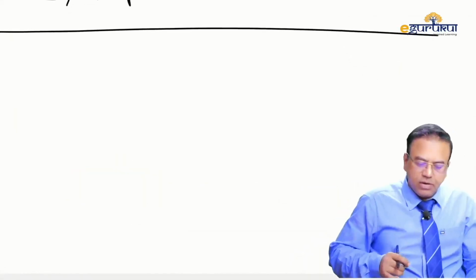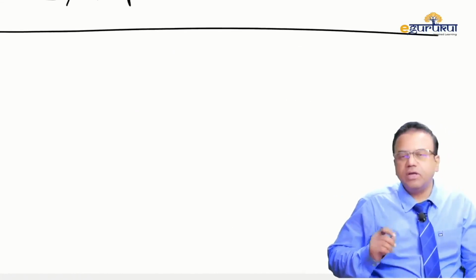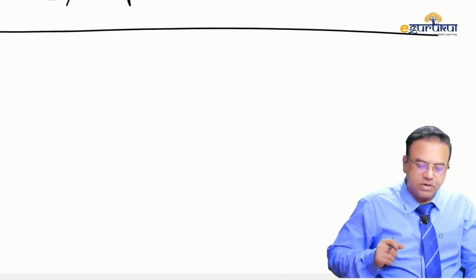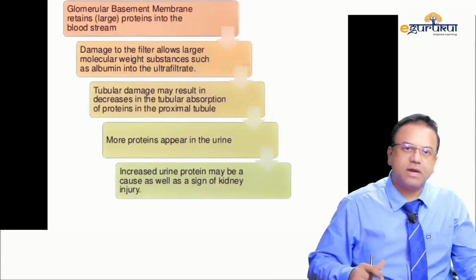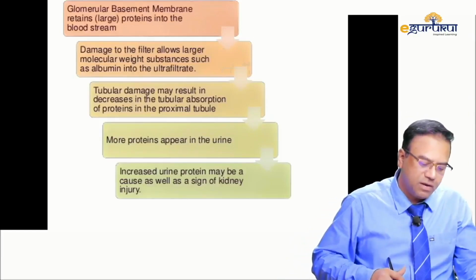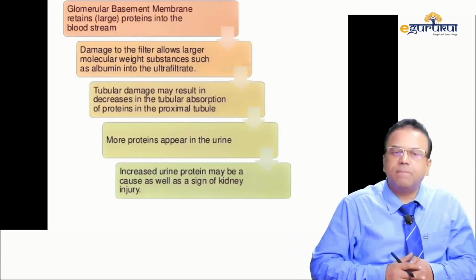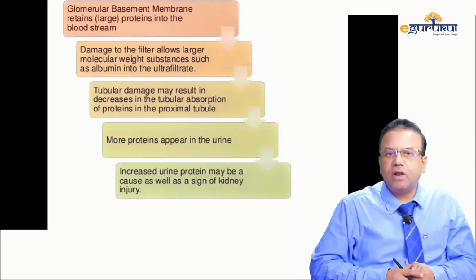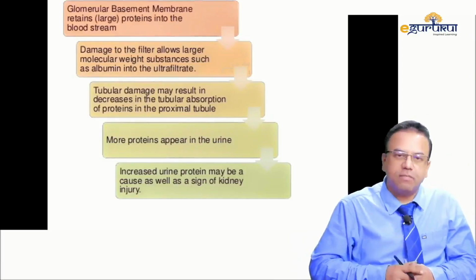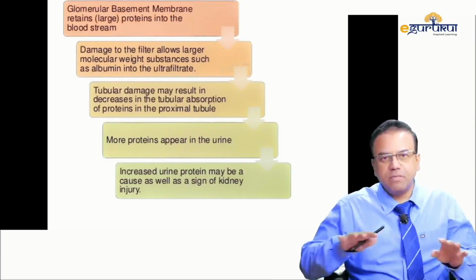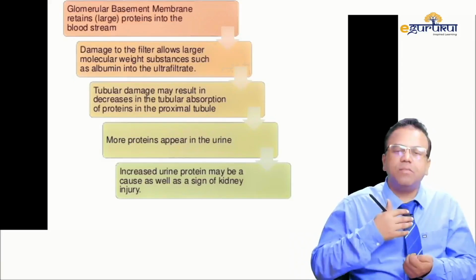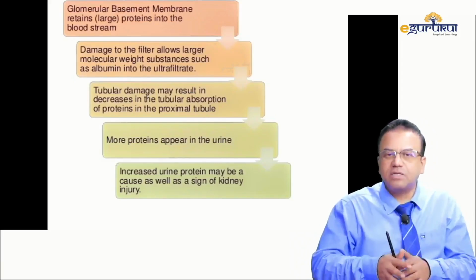I told you that reducing albuminuria definitely shows an impact, and there are multiple studies that showed the benefit of reducing albuminuria. Generally, you can understand from this that the glomerular basement membrane retains large proteins in the bloodstream. Damage to the filter allows larger molecular weight substances such as albumin to ultrafiltrate, meaning it will filter out. You know that albumin is negatively charged and the basement membrane is negatively charged, so it repulses the albumin, but once the damage occurs, albumin will start spilling out.